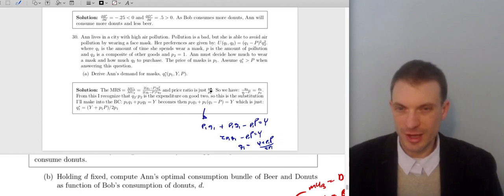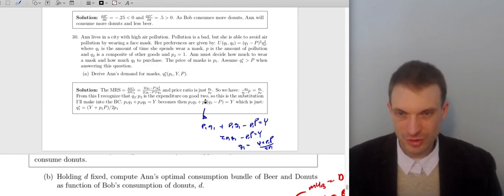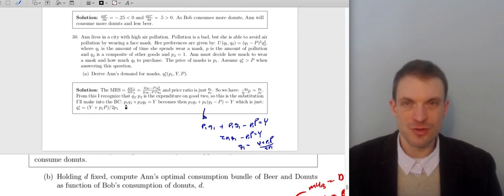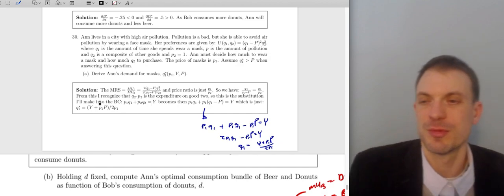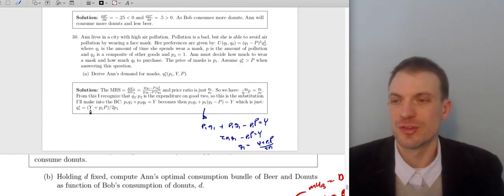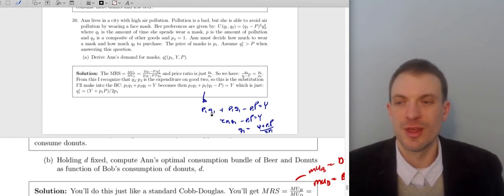From this, I realize that if I move this to this side, and this to that side, Q2 times P2 is just the expenditure on good 2. So that's the substitution I'm going to make into my budget constraint, which is my expenditure on good 2 plus my expenditure on good 1. So that becomes this. And then simplifying, my demand for masks is just y plus P1 times the amount of pollution, divided by 2P1. That was this right here, so I did that work.